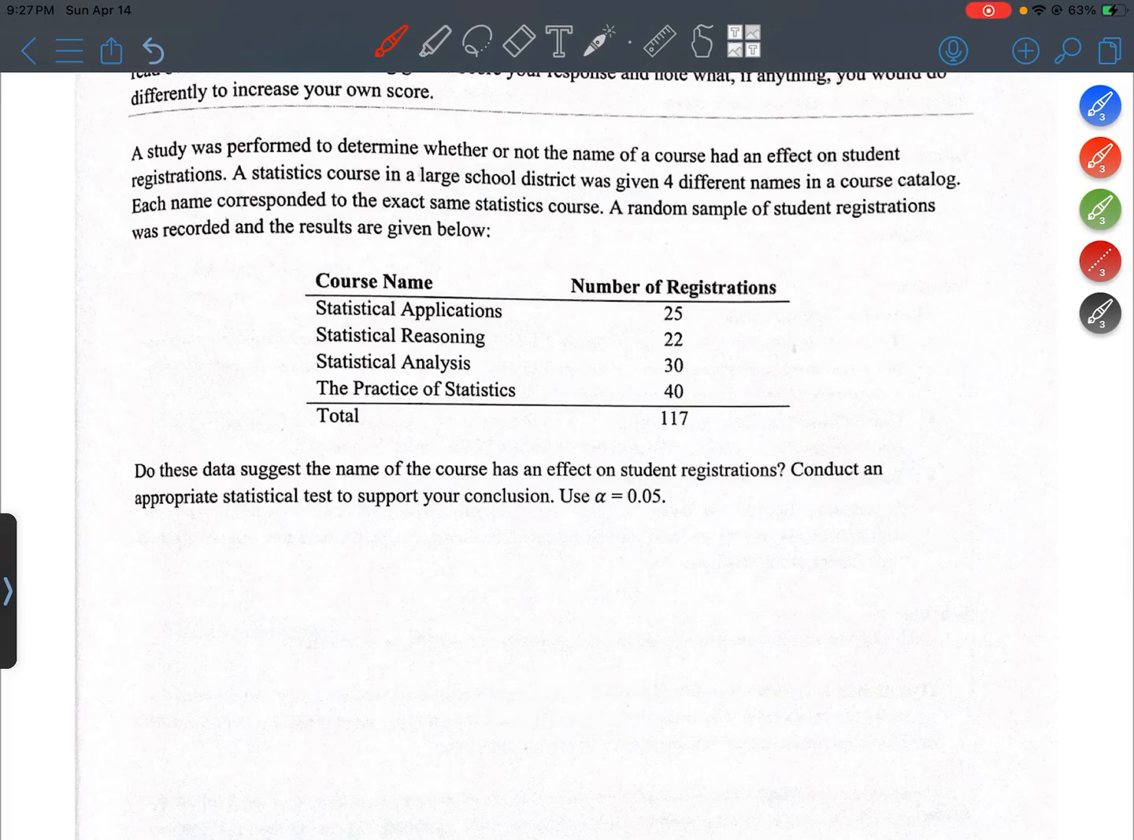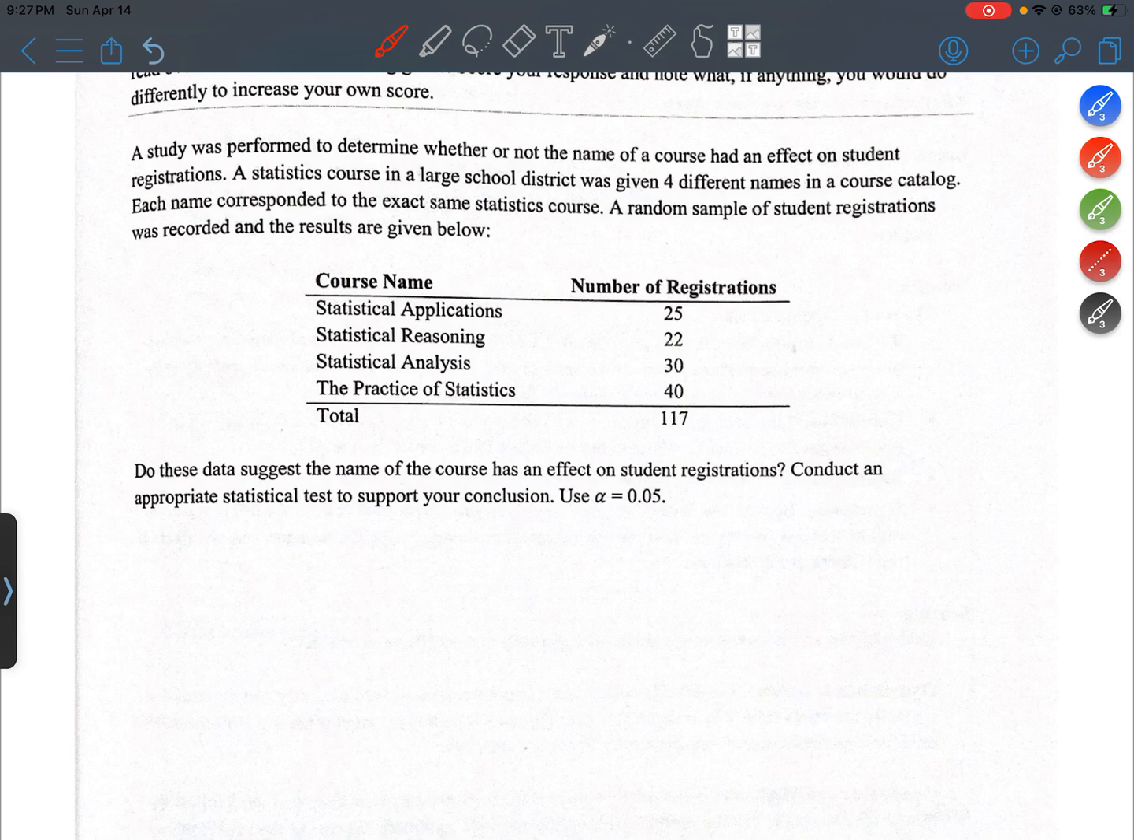All right, here's our FRQ question from the second practice test. A study was performed to determine whether or not the name of a course had an effect on student registrations. A statistics course in a large school district was given 4 different names in a course catalog. Each name corresponded to the exact same statistics course. A random sample of student registrations was recorded and the results are given below.